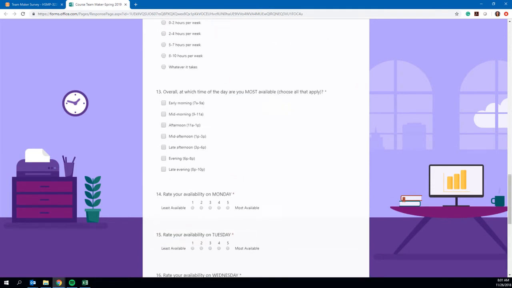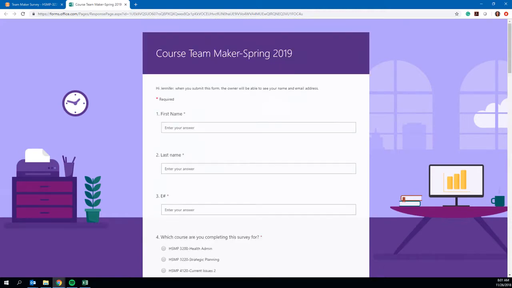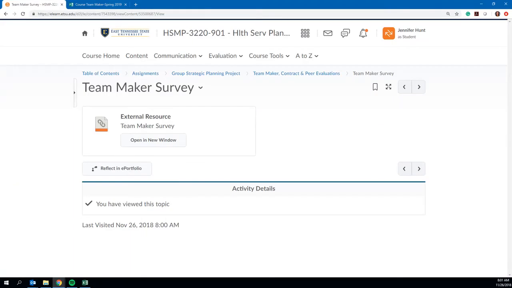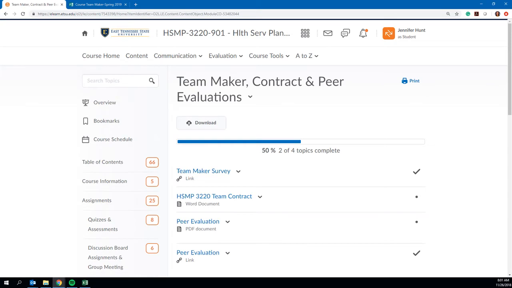during the week. Now, this is all to help pair you into groups appropriately to make sure that we have schedules, leadership preferences, communication preferences, things like that put together in a cohesive group. So please remember to complete that Team Maker survey.